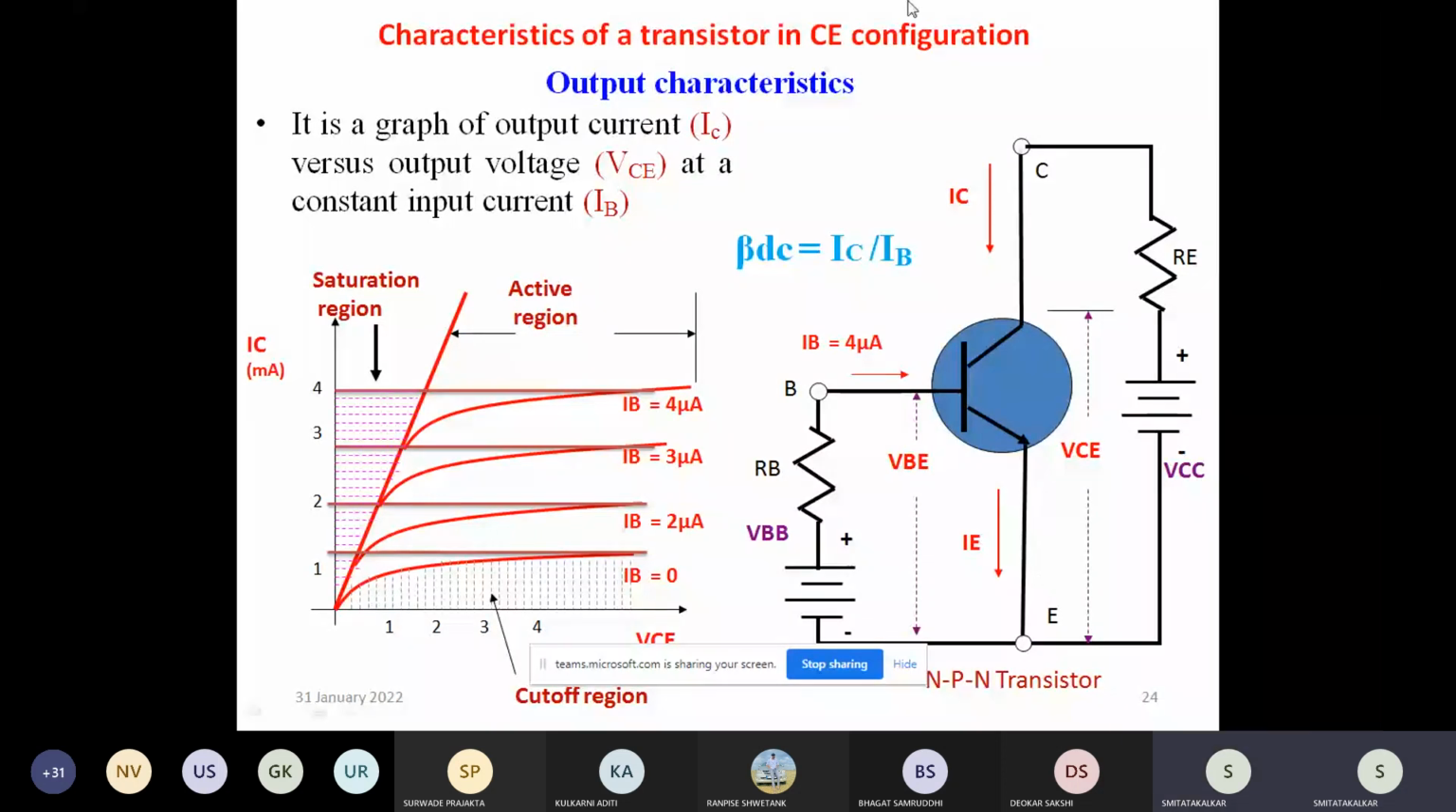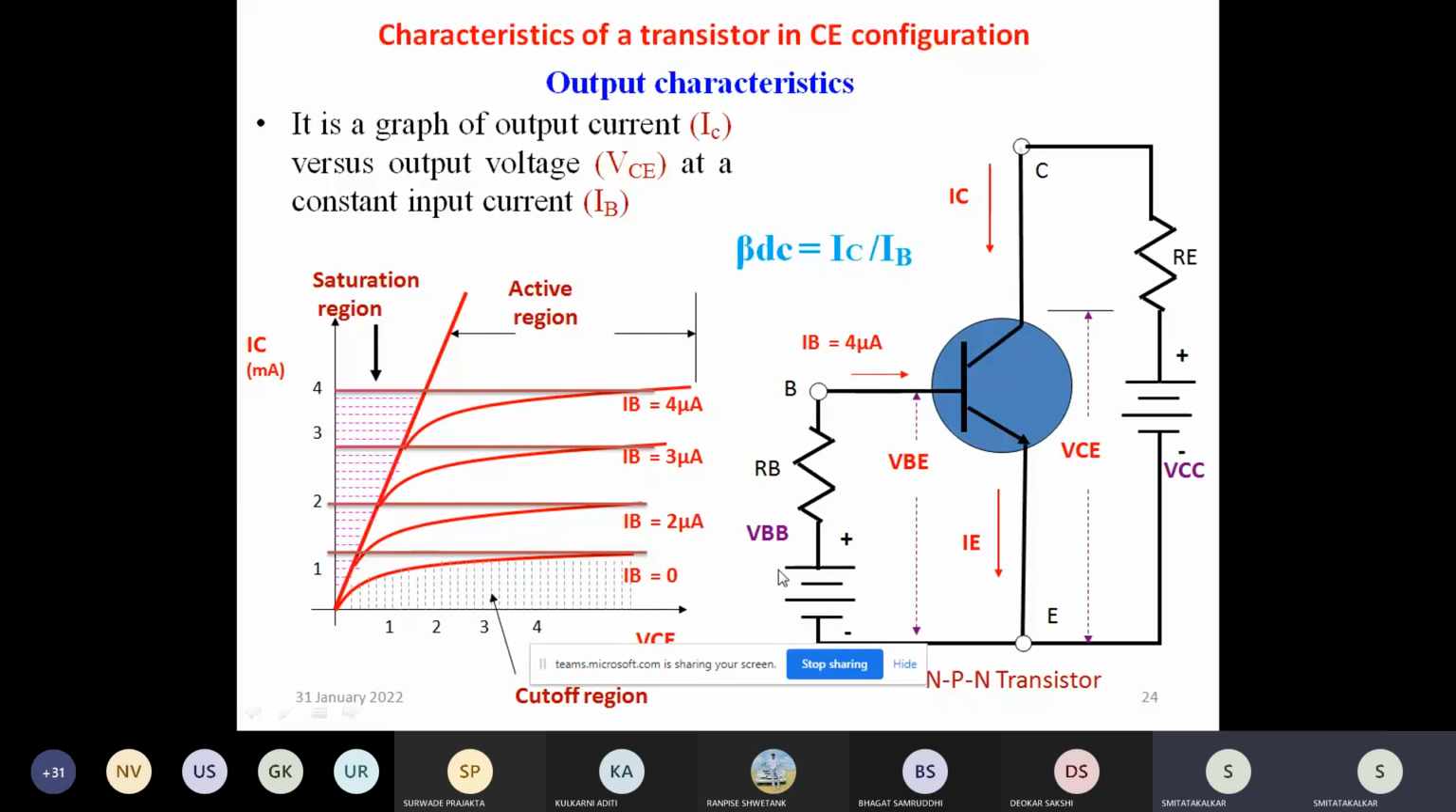Here the base terminal of the input, VBB. The base terminal is used as the input. Here the emitter terminal is used as the common. Then the collector terminal is used as the output. There are three terminals in a transistor. One terminal is the input, one terminal is the common, and one terminal is the output. Then the supply voltage, here you can use a supply.